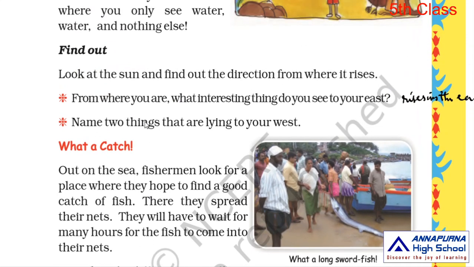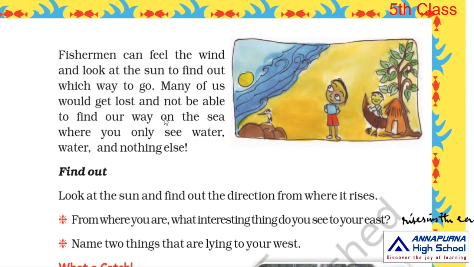The second one is, name two things that are lying to your west. By observing the figure, these are the two things lying to your west. If this is east, then what is the opposite of east? West. Well, we can observe a tree and a man with a fishing boat.